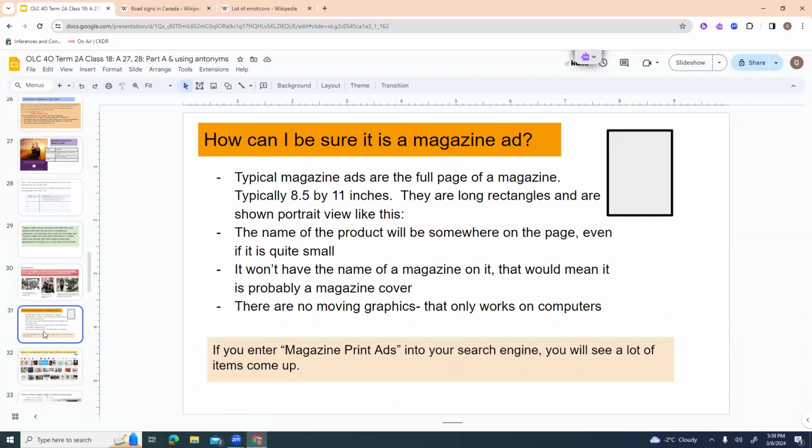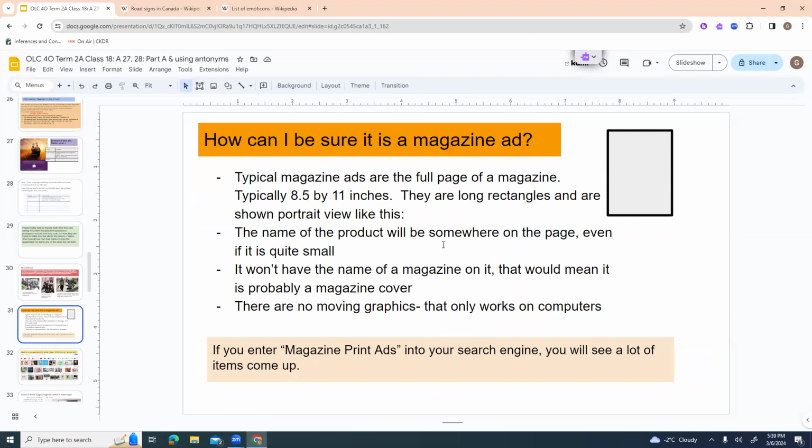How can you be sure it's a magazine ad? Typically, magazine ads are the full page of a magazine, and magazines can be slightly different sizes, but generally you're looking at the idea of around 8 by 5 to 11 inches. They're long rectangles and they're going to be in the portrait view like this, right? It won't be in the landscape view because people don't read magazines in the landscape view.